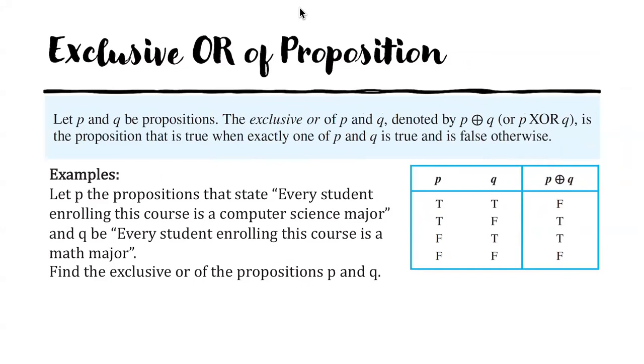So let's look at an example in a game. We will change the question to just a single person. Let's call him John. So we let P be the proposition where John is a computer science major, and we let Q be John is a math major. What would the exclusive or statement of the propositions P and Q be?